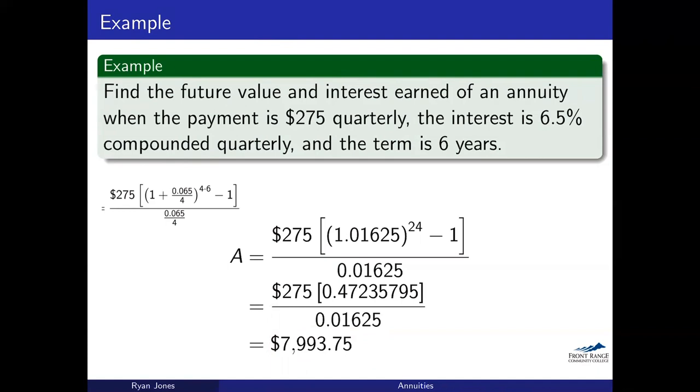We've got about $8,000. And so the question now is, okay, well, that's fine and dandy. I've got $8,000 after the 6 years, but how much of it was interest and how much of it was just money that I actually put in? And we can calculate this very easily. So I put in $275 4 times per year, and I did that for 6 years. So if we actually just go ahead and calculate the amount of money, let's use the word deposited. So this is just how much you put in.